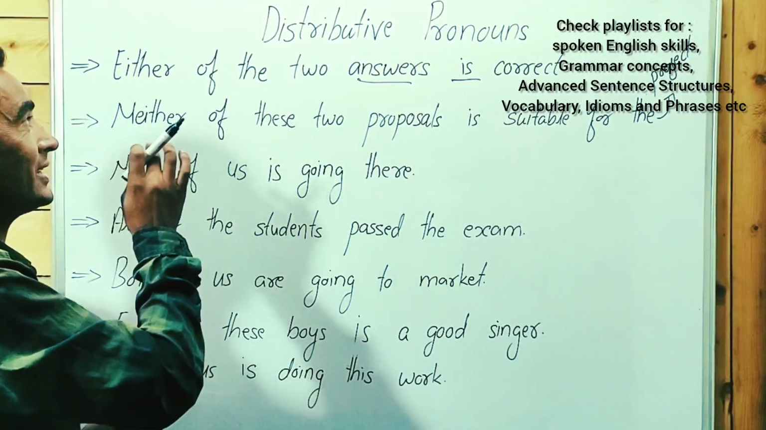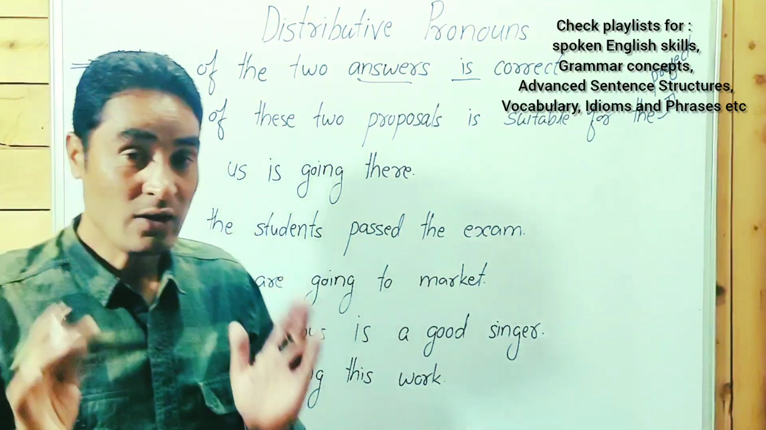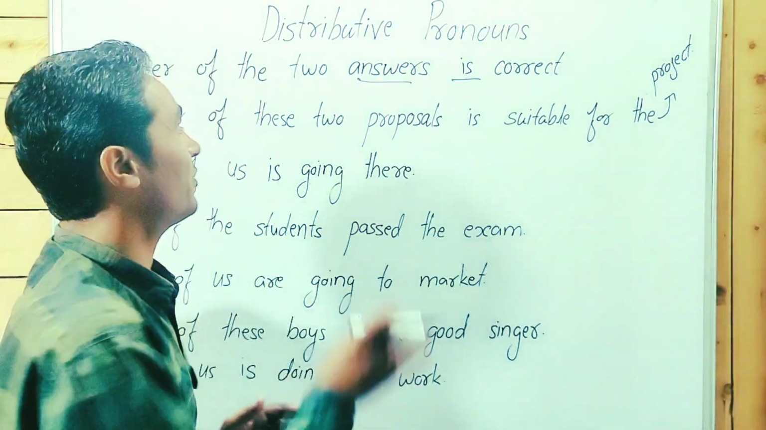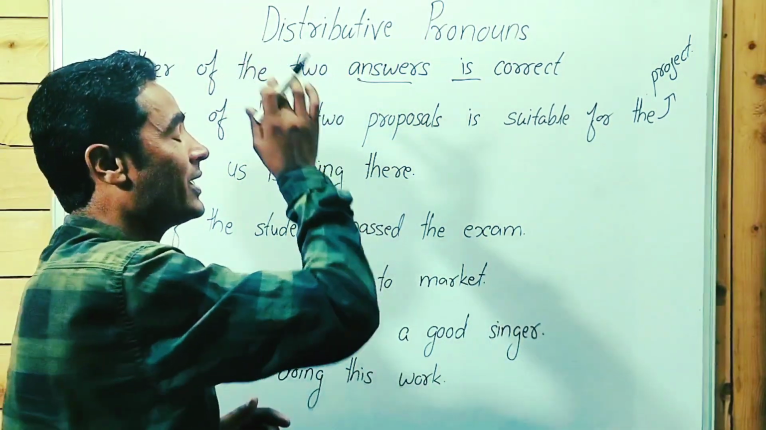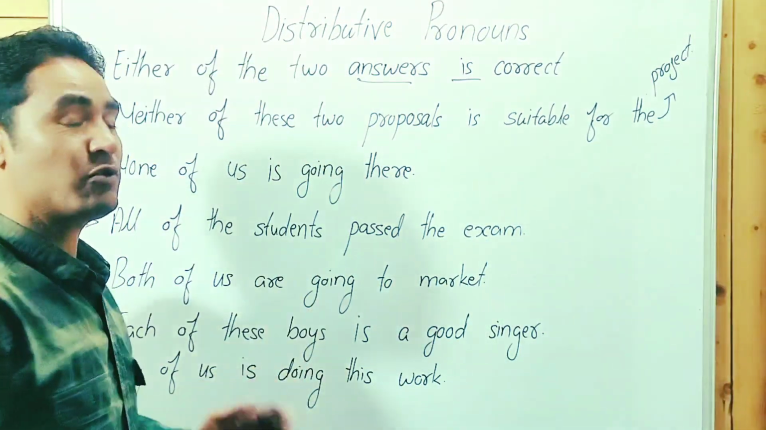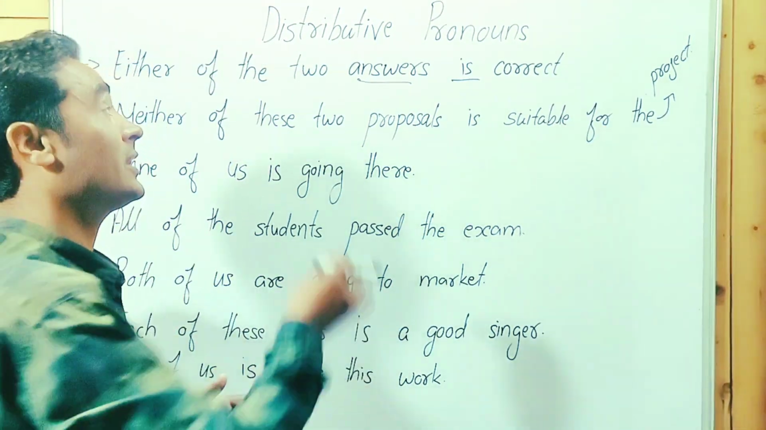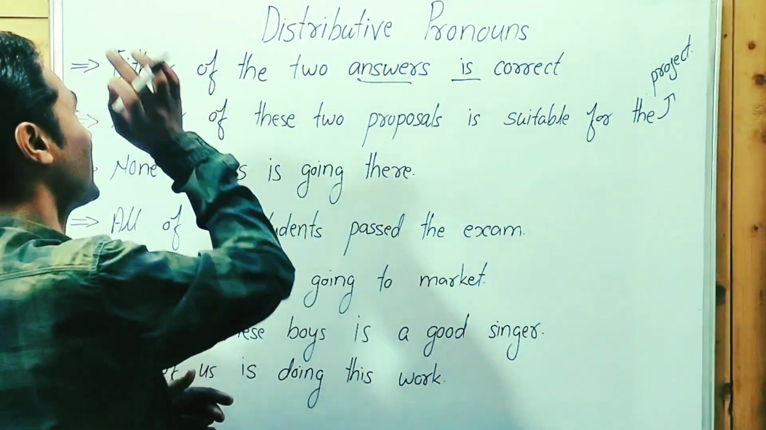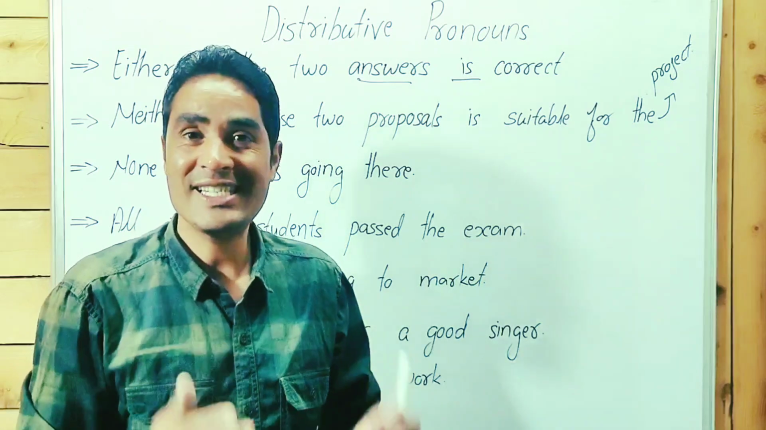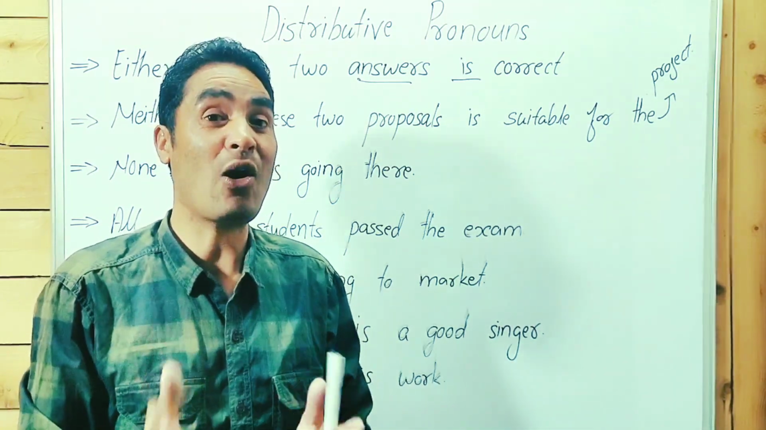When we talk about neither, first we need to understand either. Either stands for 1 out of 2 in the positive sense. Guys, positive, 1 out of 2. When we have to show 1 out of 2 in the positive sense, we use either. When we talk about neither, neither stands for 0 out of 2.